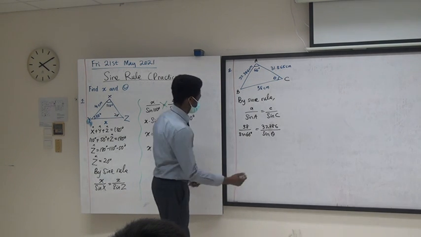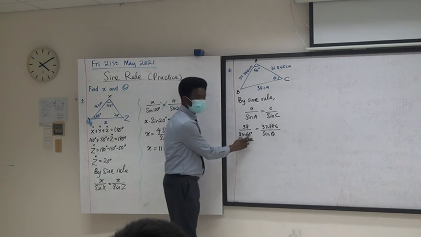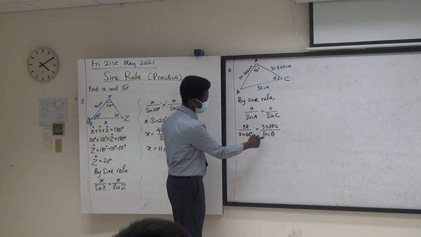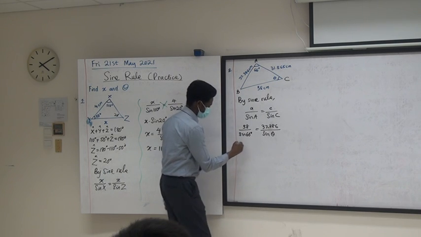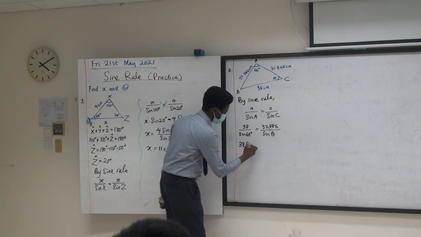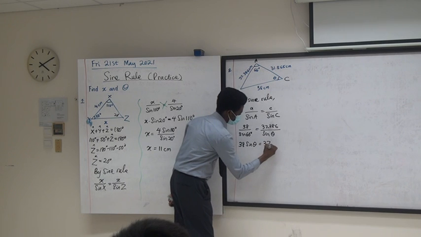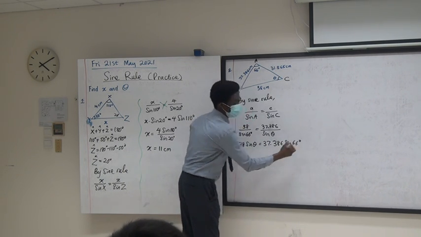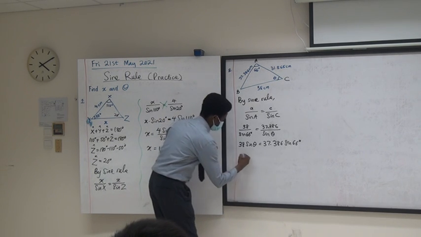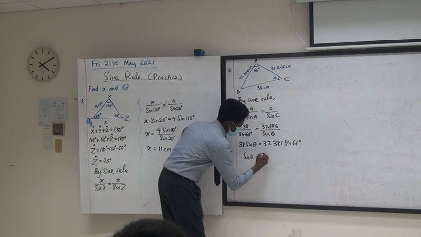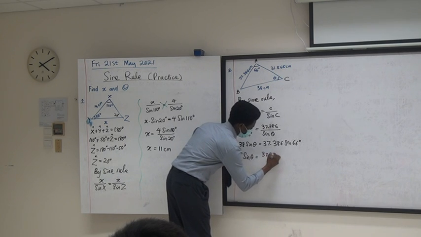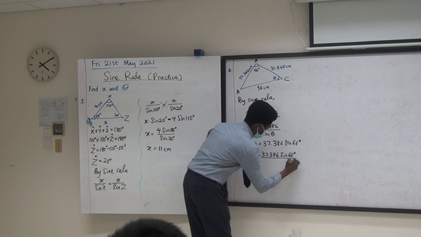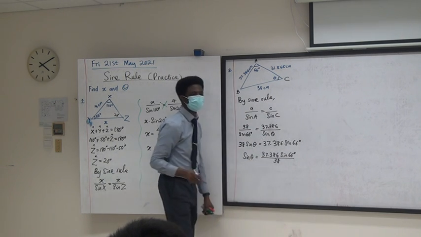Understand? So, again, like the first one, don't try to check this in the calculator. No need. Cross multiply. This time around this is what we want, so let it come first. 38 sine theta equals 37.386 sine 66. Understand? So that sine theta is equal to 37.386 sine 66 degrees divided by 38.